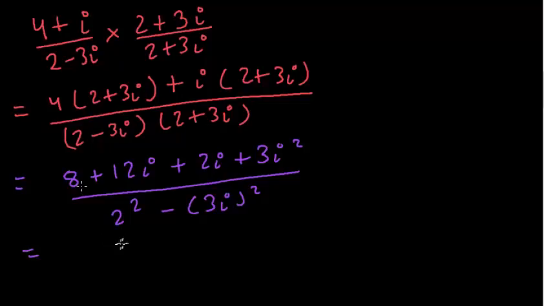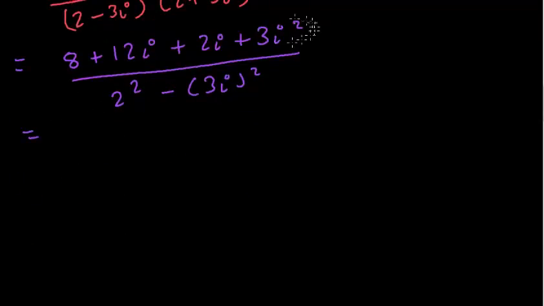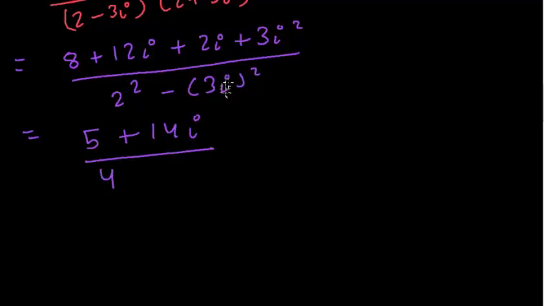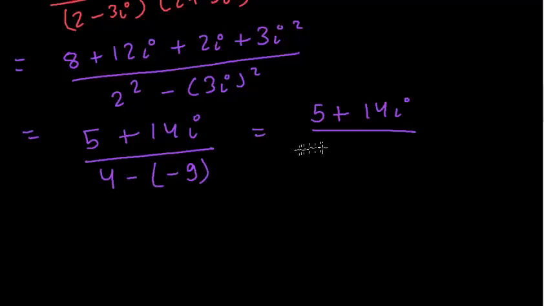This would give you 3i squared, that's i squared is negative 1, so that's going to be negative 3. So 8 minus 3, that's 5. 12 plus 2, that's 14i. You divide by 2 squared, that's 4. i squared would be negative 1, so that would be minus 9. 3 squared is 9, i squared is negative 1, so this would give us 5 and 14i divided by 4 add negative 9, that would be 13. So 5 over 13, that's our real part, and 14 over 13, that's our imaginary part.